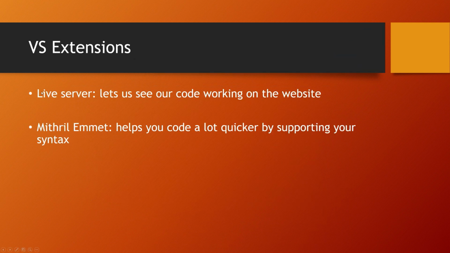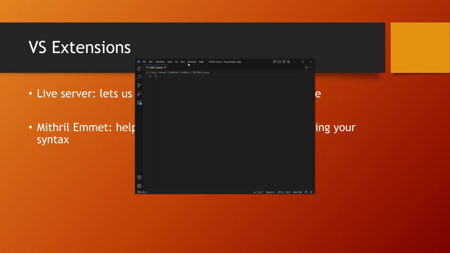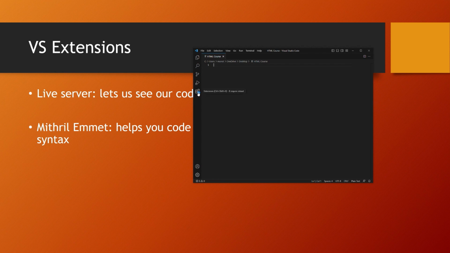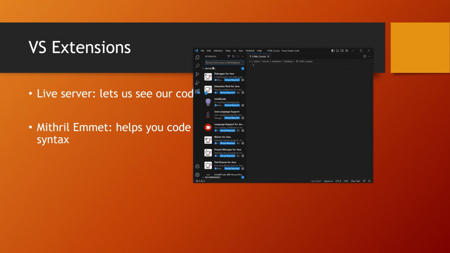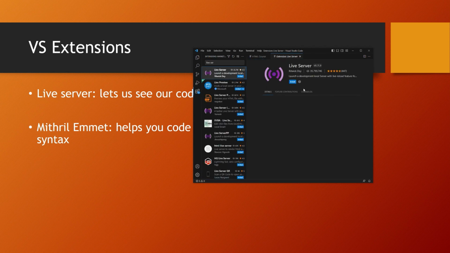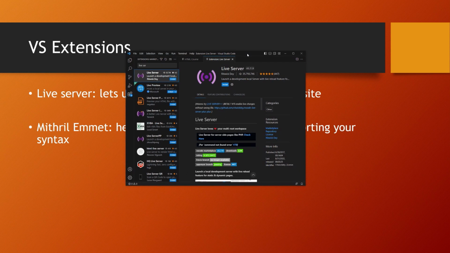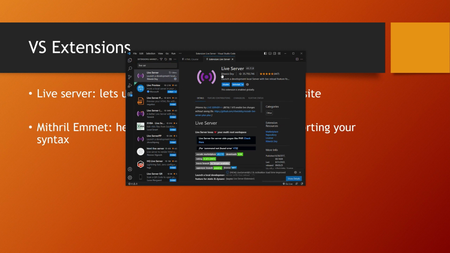So before we get started with the HTML course, I want to get some extensions. So as you can see, we have two extensions that I want to add, and one of them is live server. So you go to this tab, click on the tab, and then type in live server. Okay, so basically this helps, as you can see here, it lets us see our code working on the website. So you can see it in live time without having to refresh and all that stuff. So click on install and it installs. It's by this guy that has 35 million downloads, so you can't miss it basically.